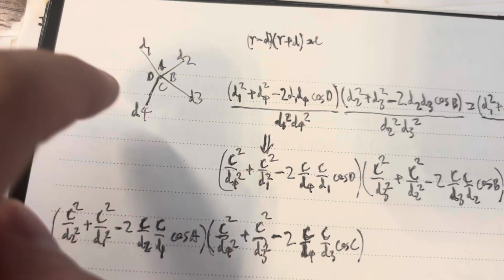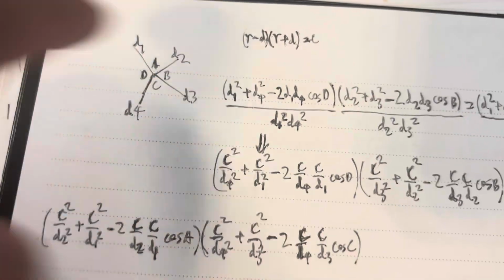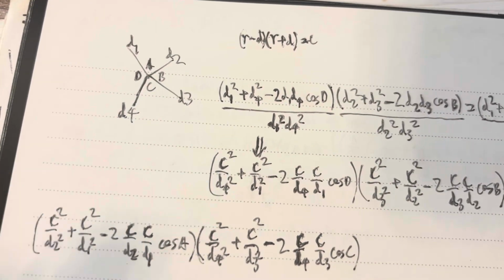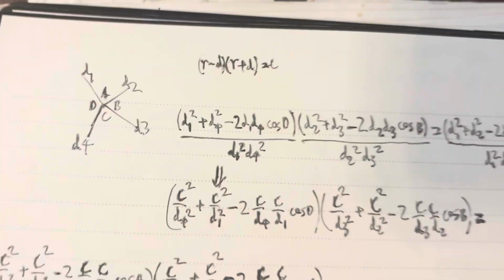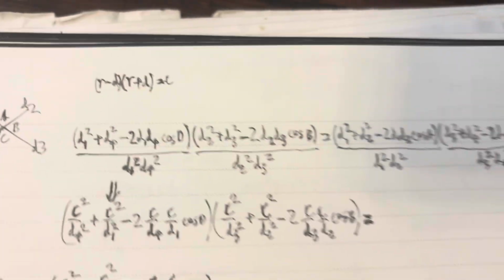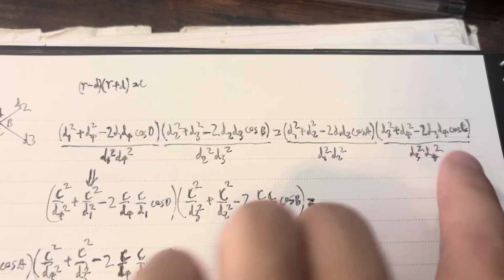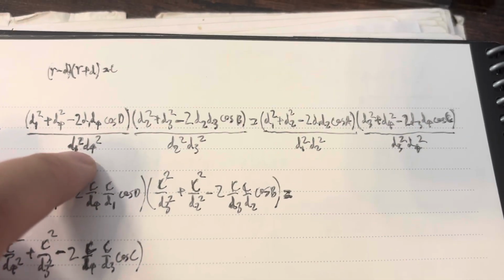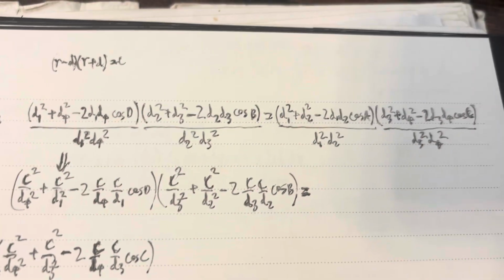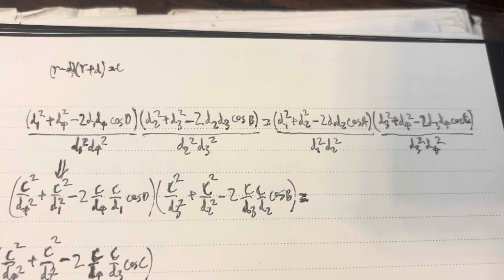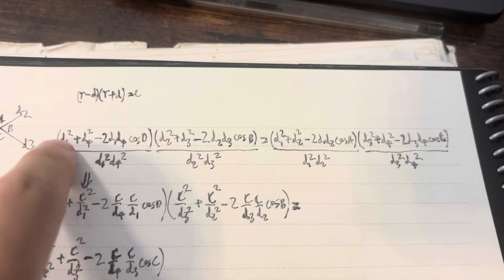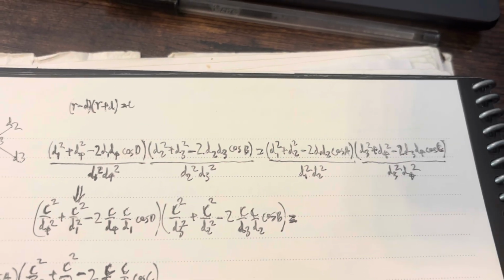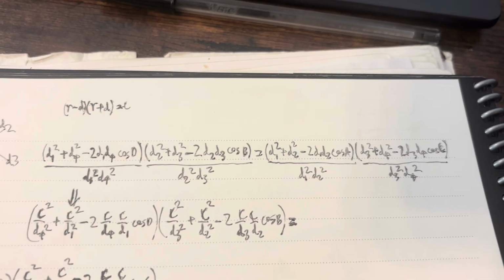I know this figure is not drawn to scale, and I know that those lengths d1, d2, d3, d4 do not form a square, but I'm just drawing it for reference sake. So this equation is obviously true. And then what I did here is I divided the whole equation by d1 squared, d2 squared, d3 squared, d4 squared.